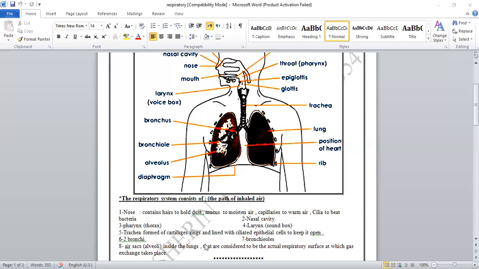وكمان ال inner walls of trachea lined with ciliated epithelial cells. The inner walls عبارة عن epithelial cells، والepithelial cells دي عليها cilia. Cilia اللي هي أهداب دي. ليه الأهداب دي؟ To sweep out any dust and microbes that enter the trachea. Understand this?